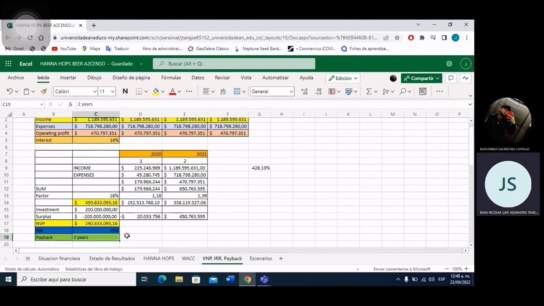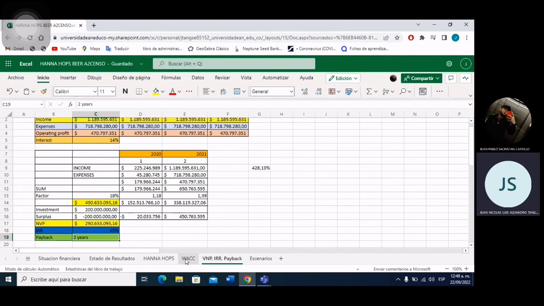Okay, and finally, to add to what my partner says, NPV is used in capital budgeting and investment planning to analyze the profitability of a project or investment. Then we have IRR, a metric used in financial analysis to estimate the profitability of potential investments. Then we have payback, which is used to know the number of periods it takes to recover the money at the beginning of an investment.